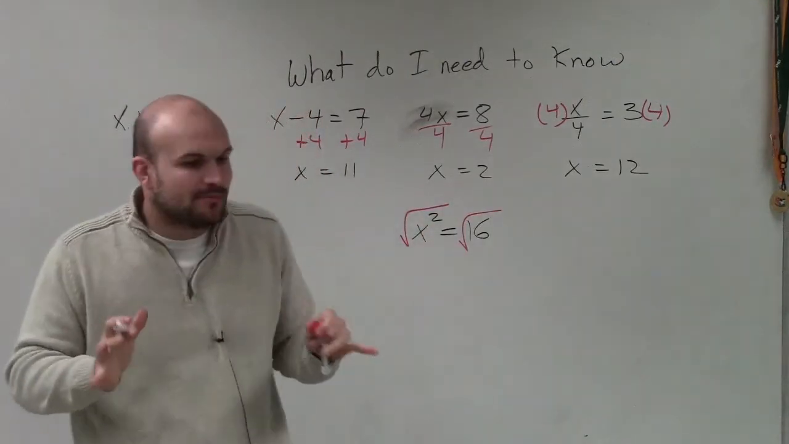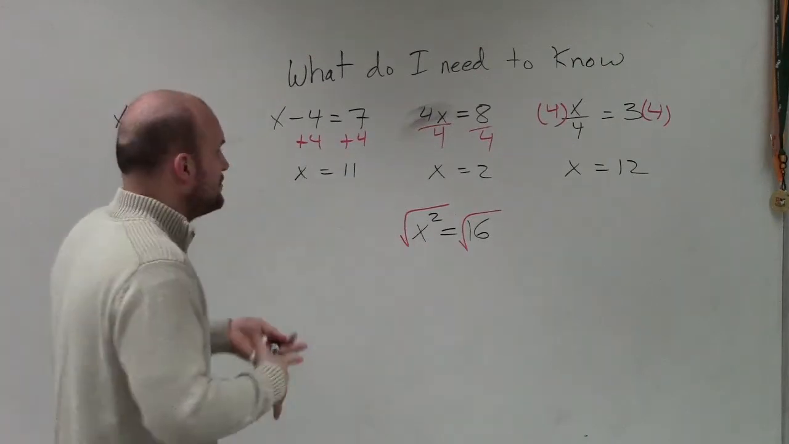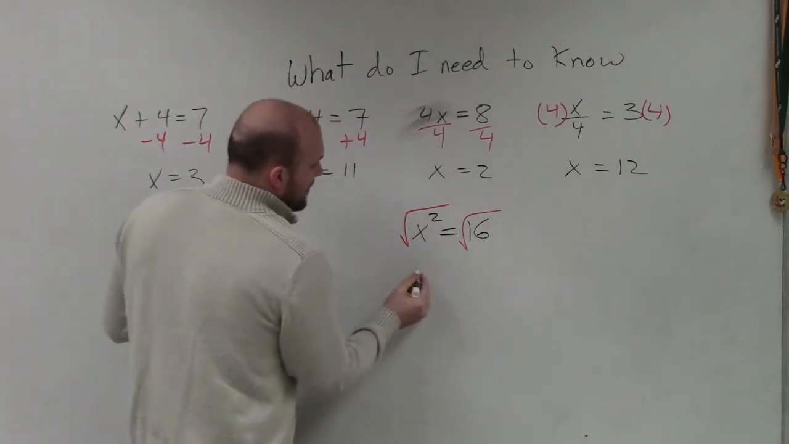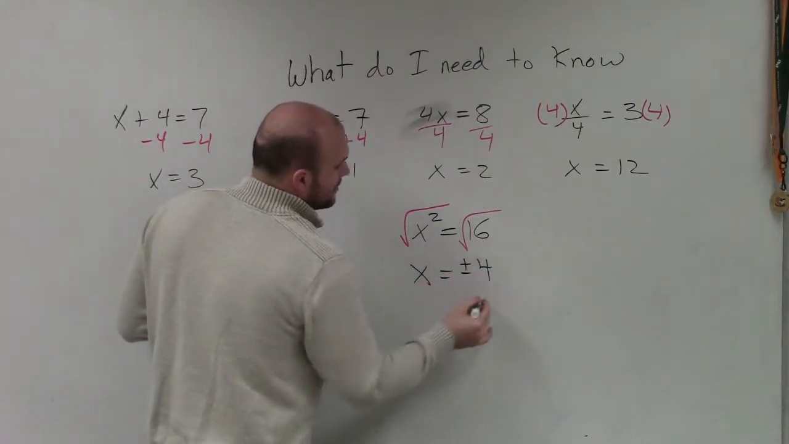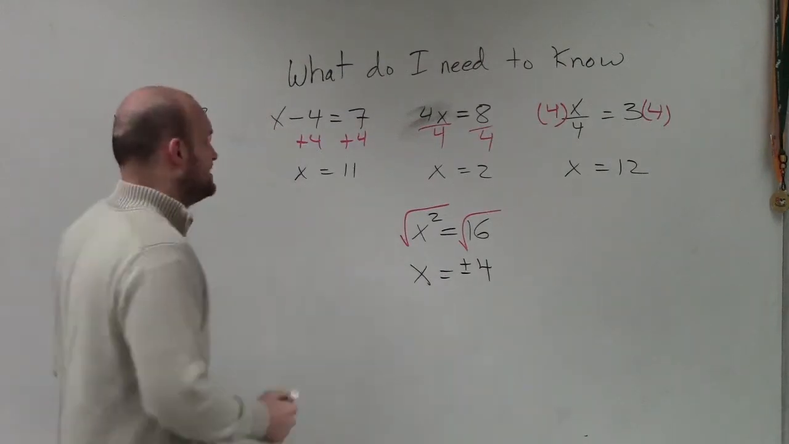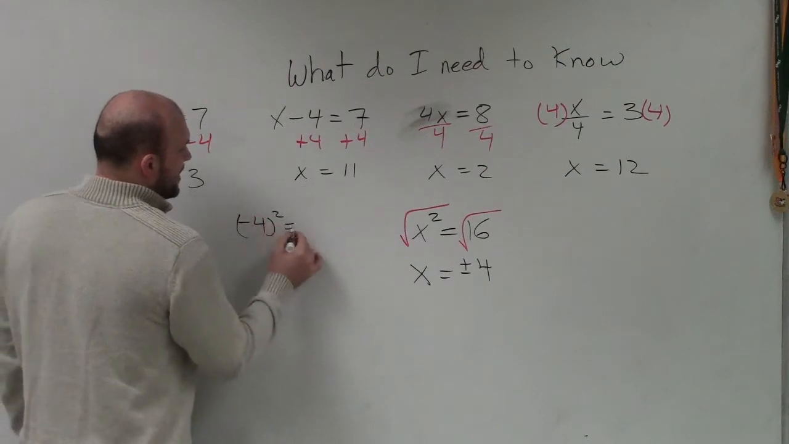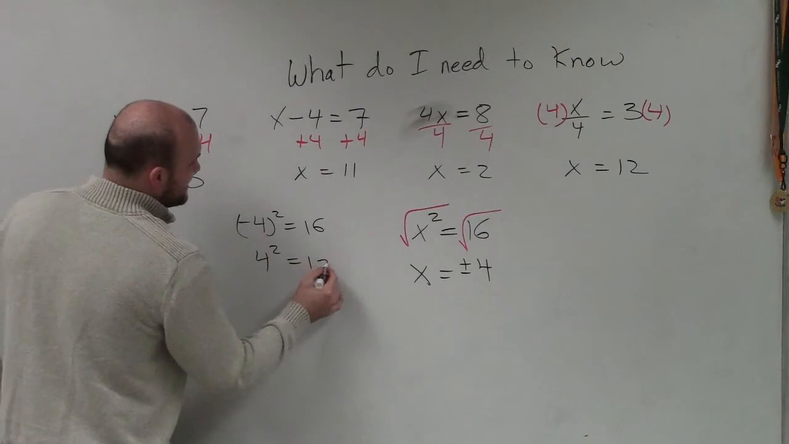And what's very, very important that you have to know for this course and moving on is that when you take the square root of both sides, you introduce the plus or minus, so x equals plus or minus the root of your number, which in this case is 4. And why, again, is that the case? Because I could plug in negative 4 squared, and that equals 16. And I could also plug in 4 squared, and that equals 16.